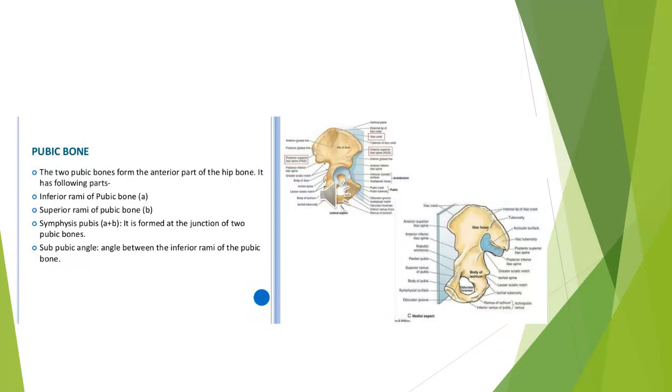Between the two inferior rami of the pubic bones, they form an angle that is known as the subpubic angle. It is also important when you consider the sex differences between the male and female pelvis.